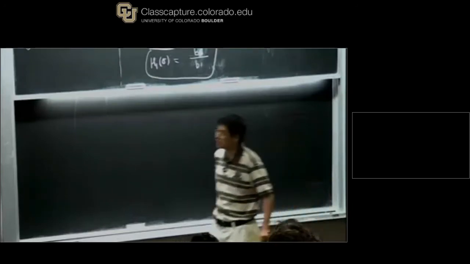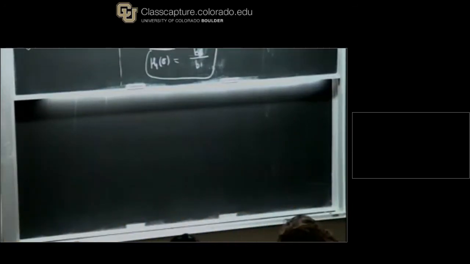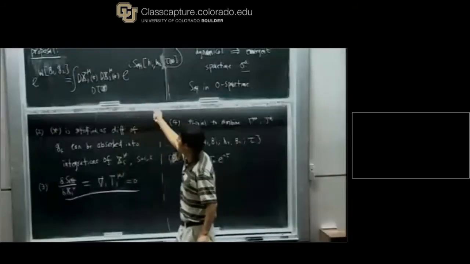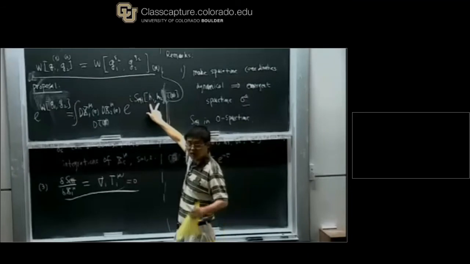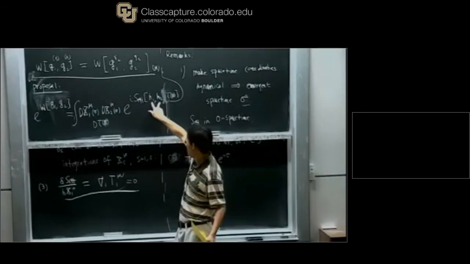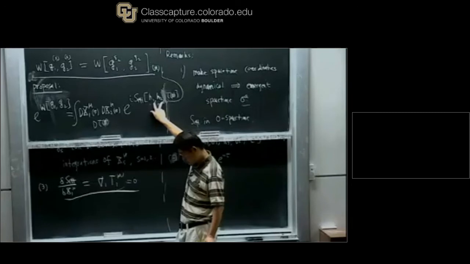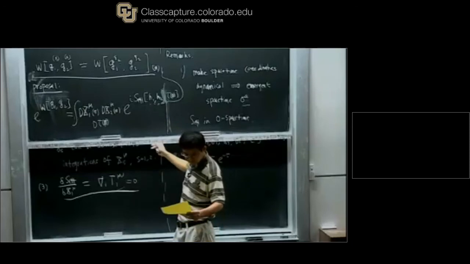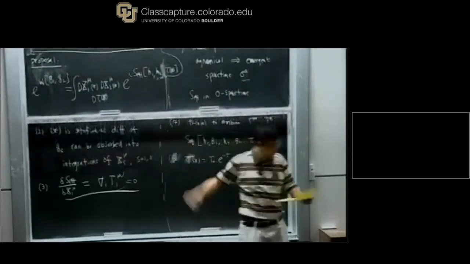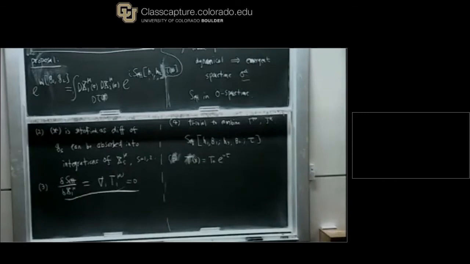Now we have identified the degrees of freedom for this fluid. And so the next step is to write down this effective action explicitly as a function of those variables. And then we have to impose symmetries. Now let's impose symmetries.